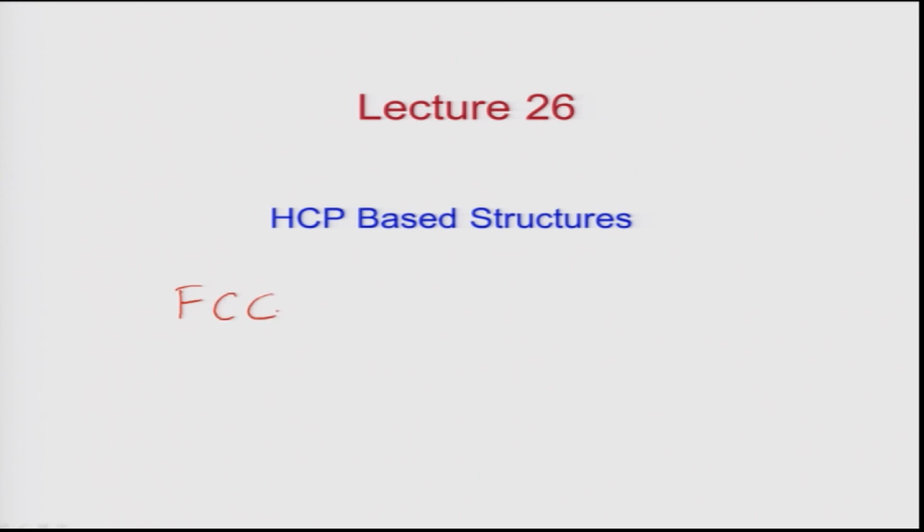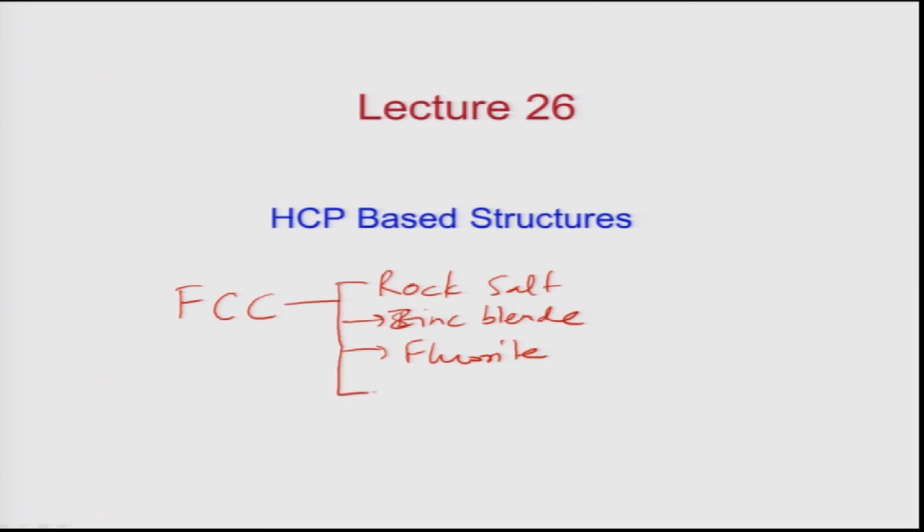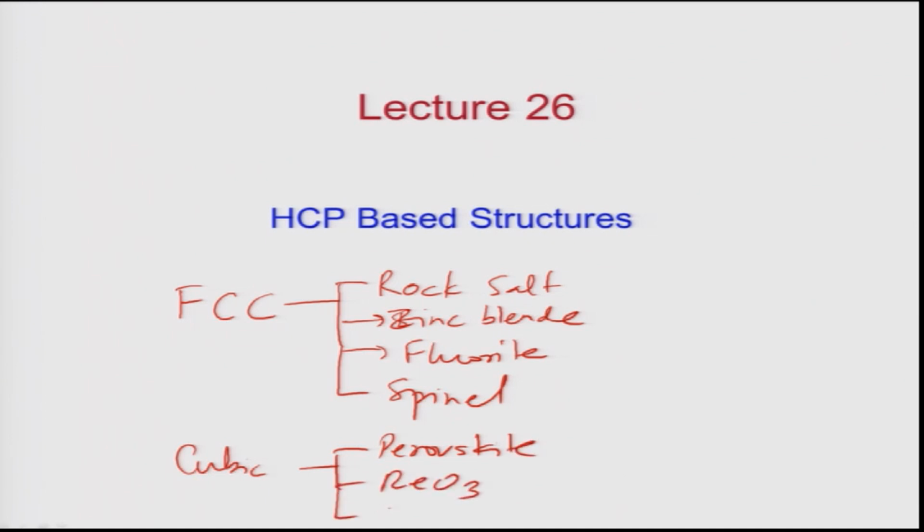So, we looked at all the structures such as rock salt, zinc blende, and fluorite, and finally spinel. And then we looked at other structures which were cubic in nature. So, we looked at perovskite, we looked at the ReO3 structure, and finally we looked at the CsCl structure.